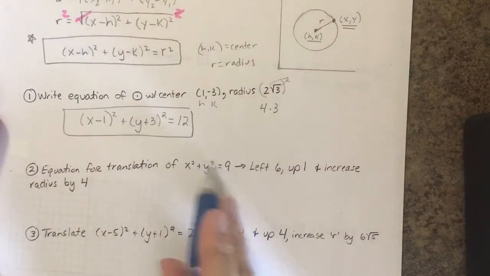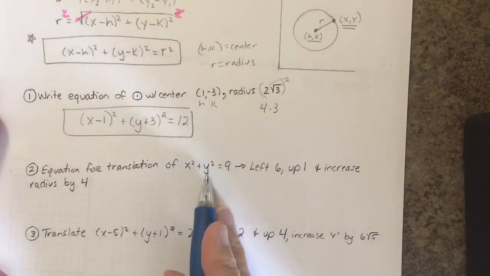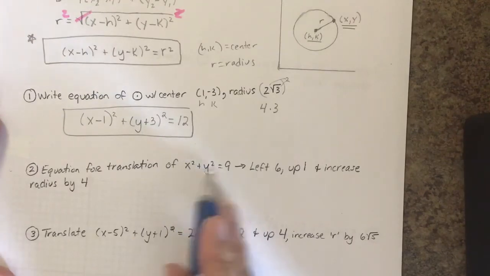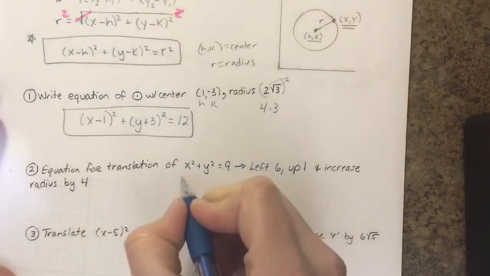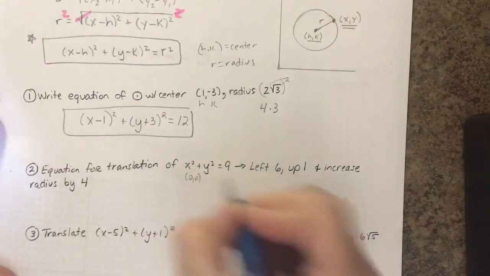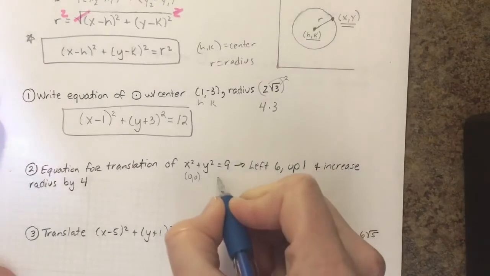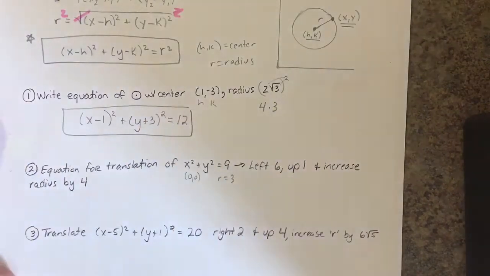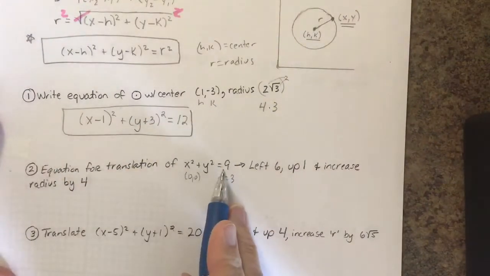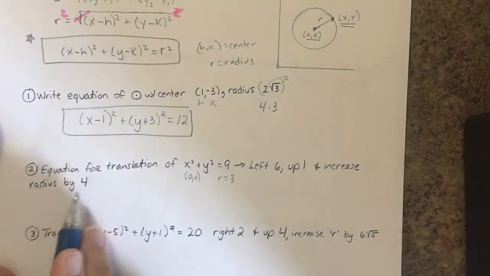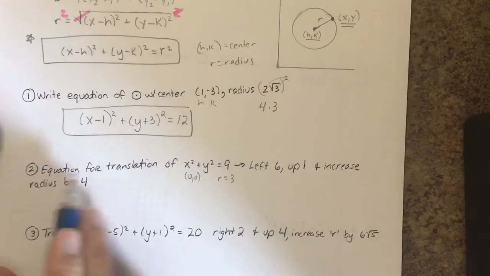Okay, this is a basic circle. What's the center there? Veronica, back there. What's the center? 0, 0, you're right. What's the radius? Brooke. This is radius squared. You got it, Brooke. The radius is 3. Okay, we're gonna take this and move it left 6, up 1, and increase the radius by 4. Okay, write the new equation.